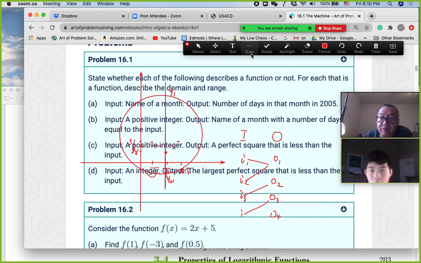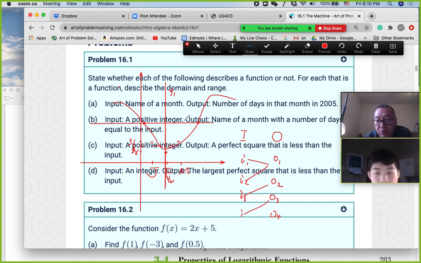But we allow, if you draw a horizontal line, suppose we have a function like this. When you draw a horizontal line, you have more than one intersection with this graph. This one is fine. This one is still a function. But when you draw a vertical line, if you have more than one intersection point with this graph, that means that graph is not a function.